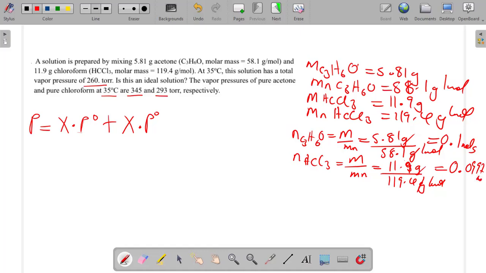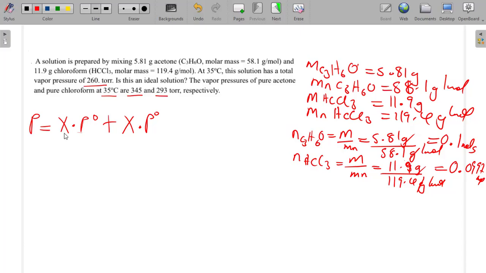When I divide to three significant figures, I'm going to get 0.0997 moles. But when calculating, just make sure you use the entire number that you're getting on the calculator. For the sake of time, I'm just going to be using three significant figures. So I have the number of moles for chloroform and the number of moles for acetone, and those values will help me to find the mole fraction for chloroform as well as the mole fraction for acetone.